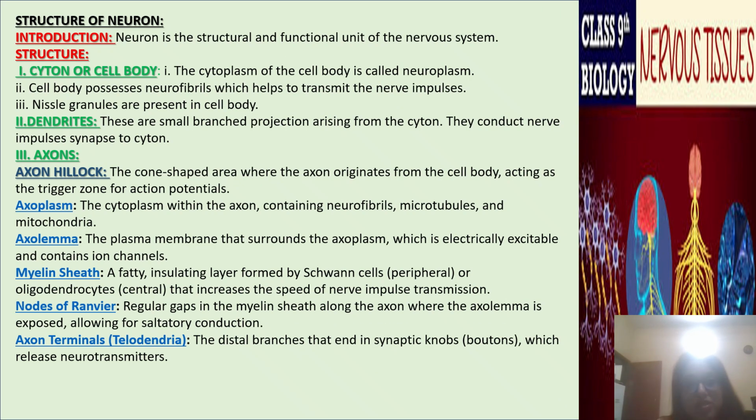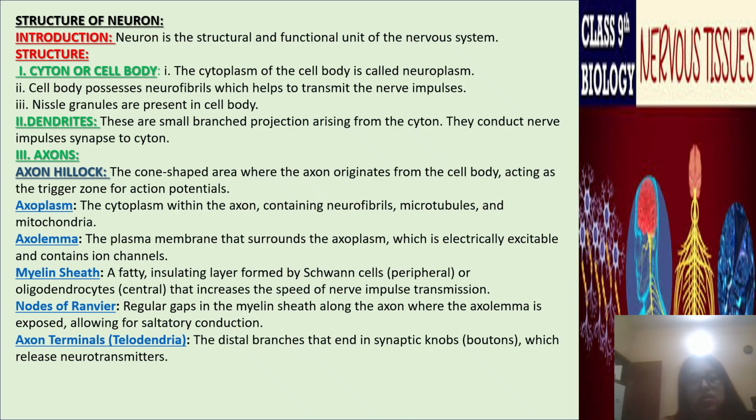Next, structure of the neuron. What is a neuron? Neuron is the structural and functional unit of the nervous system. Structure. Cyton or cell body. The cytoplasm of the cell body is called neuroplasm. Cell body possesses neurofibrils which help to transmit the nerve impulses. Nissl granules are present in the cell body. Dendrites. These are small branched projections arising from the cyton. They conduct nerve impulses from synapses to the cyton.